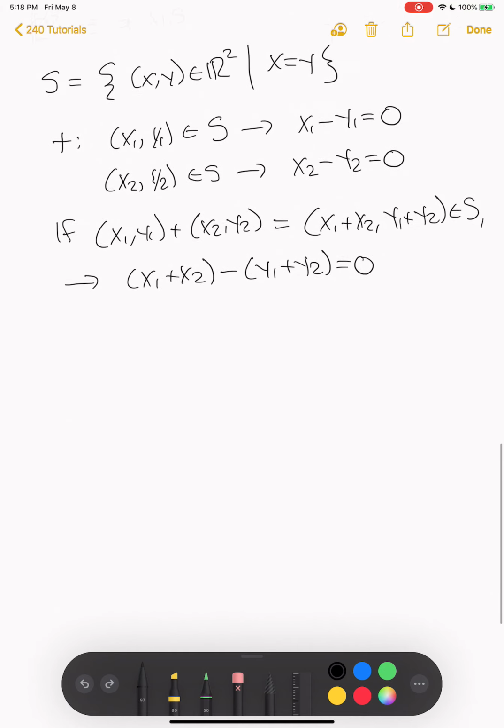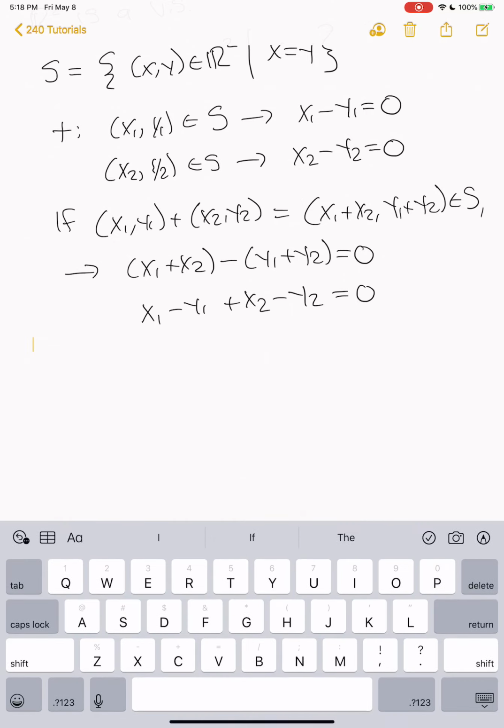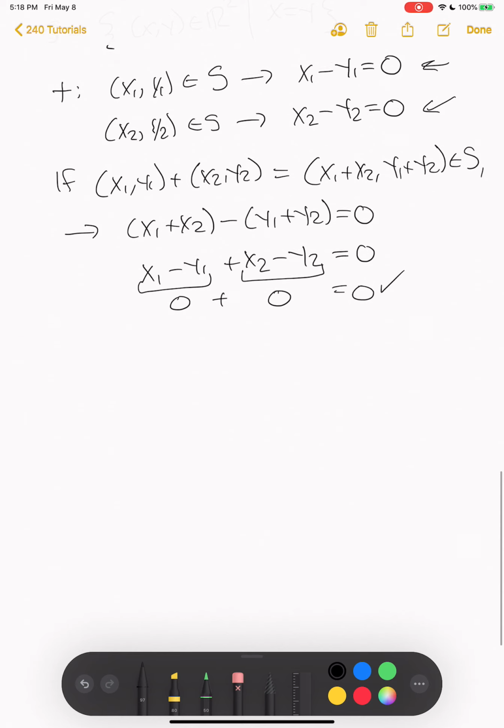And then, we can do what we did earlier. We can factor this out. And we have x1 minus y1 plus x2 minus y2 is equal to 0. And based off of this constraint that we've given it already, here and here, I know this has to be equal to 0. I know this has to be equal to 0. And so I have 0 plus 0 is always 0. Scalar multiplication works the same way. I'll spare you of that.